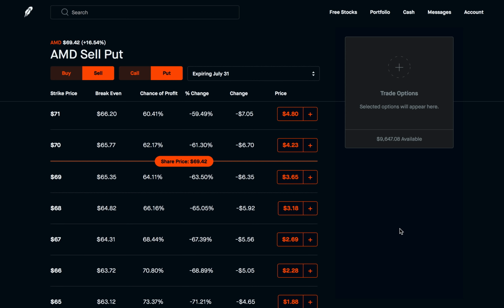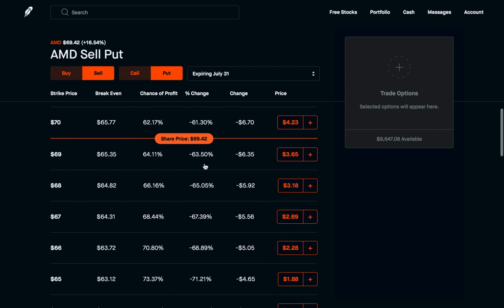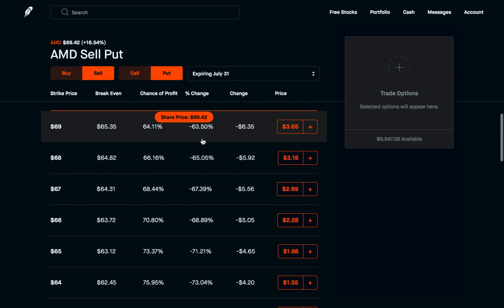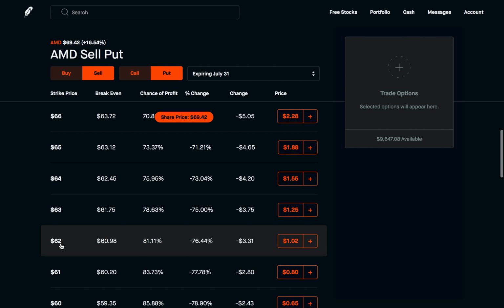If I were to purchase them right now, I'd be paying $69.42 per share. By selling a put, you're potentially agreeing to purchase 100 shares at a particular price that you yourself choose. If I wanted to buy, let's say, 100 shares of AMD, but I think it's too expensive right now, I can sell a put to potentially buy the stock at an even cheaper price. If I think this is too expensive for AMD, I can sell this put right here.